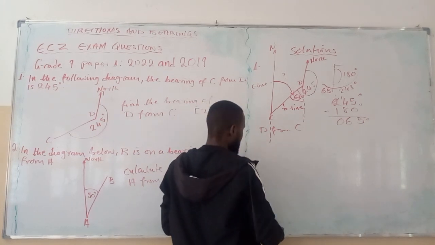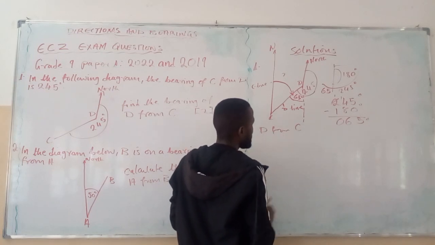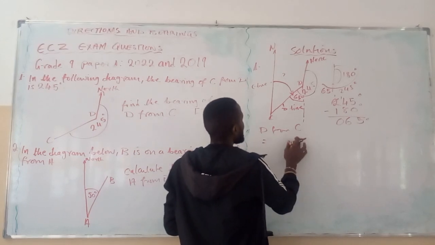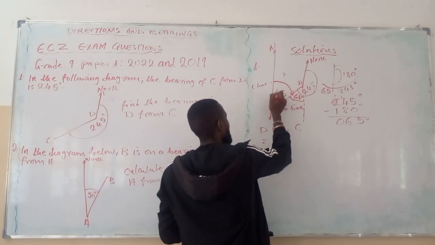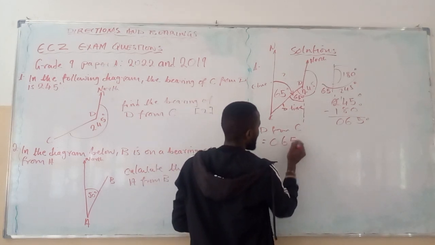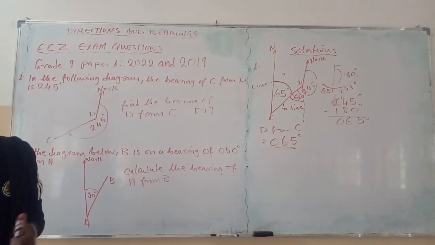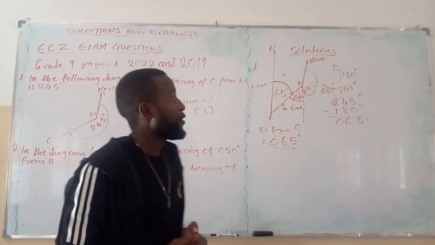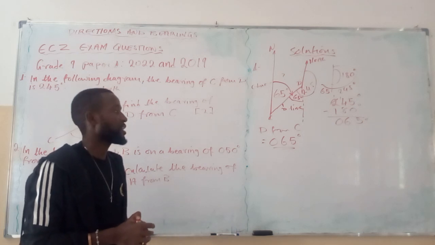The bearing of D from C, okay, the bearing of D from C is going to be what? If this is 65, this also is 65 degrees. These angles are the same, so it will be 0, 65 degrees. That's the bearing of D from C. And you are done. Was that difficult? I hope it wasn't, because these are straightforward things that you do.